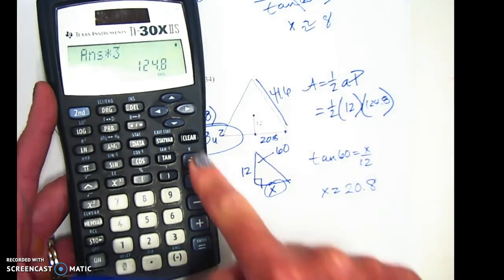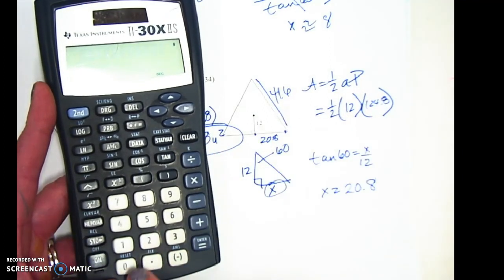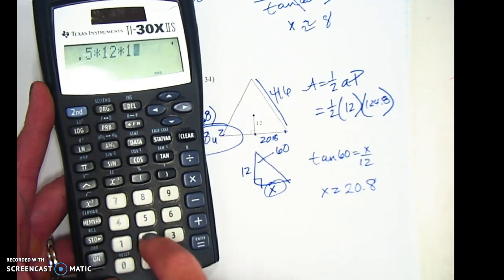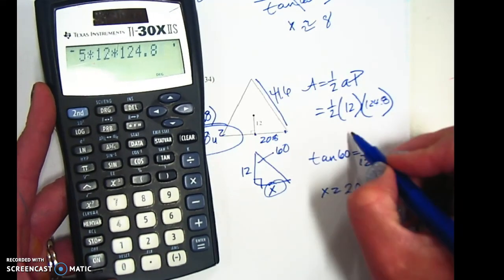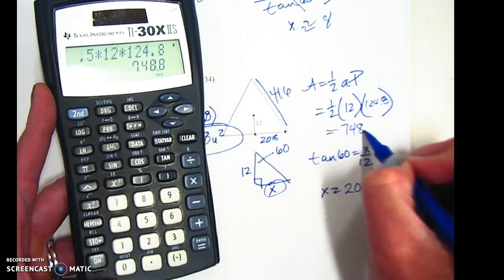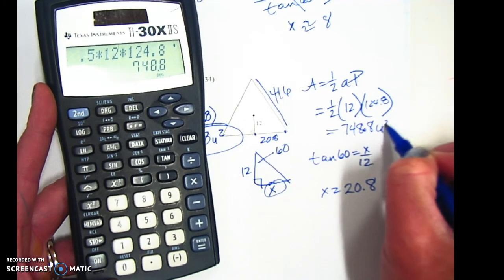And then to get the area, I'm going to type that all in the calculator. So 0.5 for 1/2 times 12 times 124.8. And the area is 748.8. And that is in units squared.